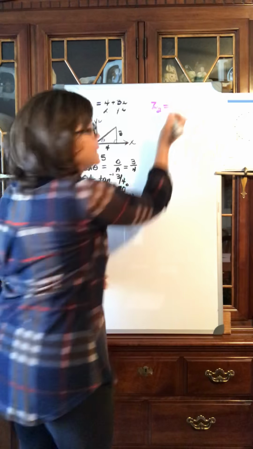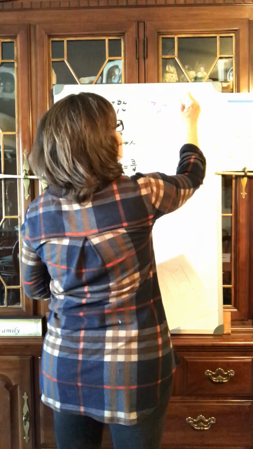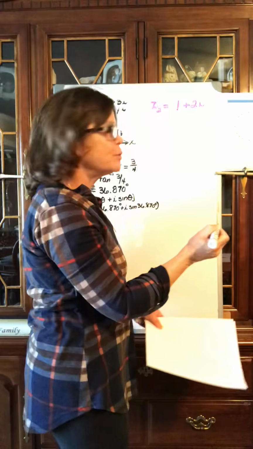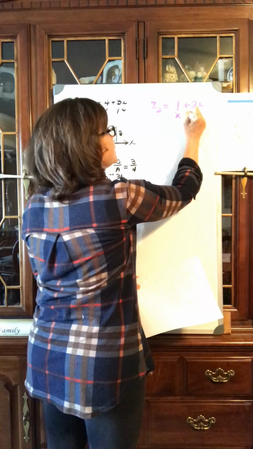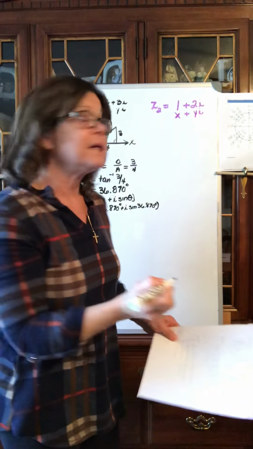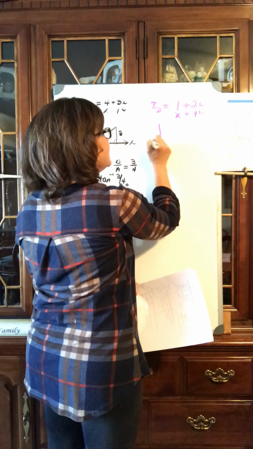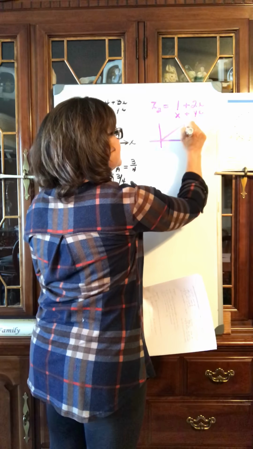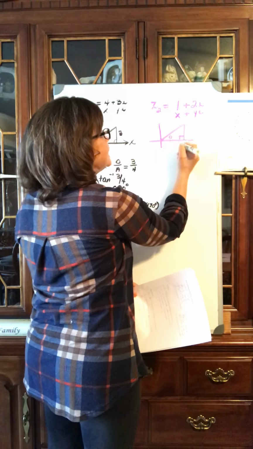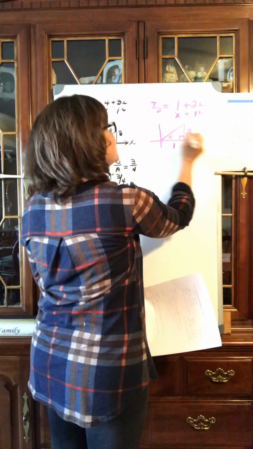Z2 is 1 plus 2i. And we have to do the exact same thing again. We have to first put it into trig form. This is your x plus yi value, or your a plus bi. So x and y are both positive. This triangle would be in quadrant 1 again, where our x value is positive 1, our yi value is a positive 2.